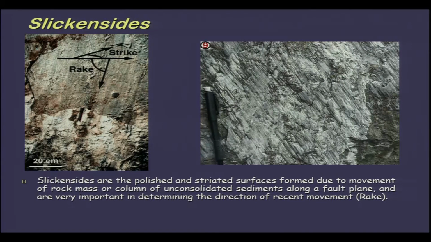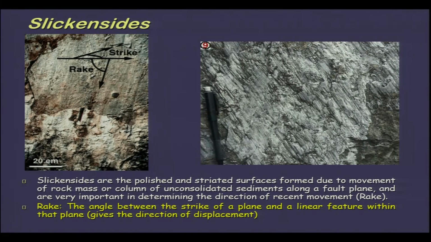Slickensides are the polished and striated surfaces formed due to movement of rock masses or unconsolidated sediment columns along a fault plane, and a very important feature in determining the direction of recent movements. If you take the definition, the rake is the angle between the strike of a plane and a linear feature within that plane, and this gives the direction of the displacement. So, the direction in which it has moved.